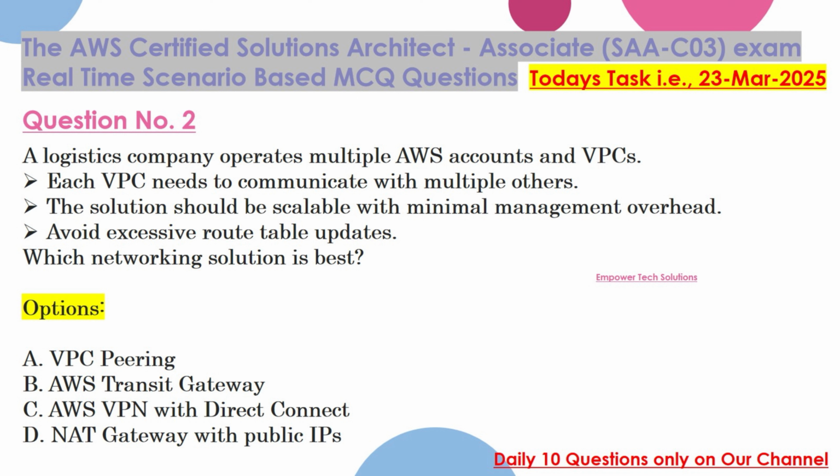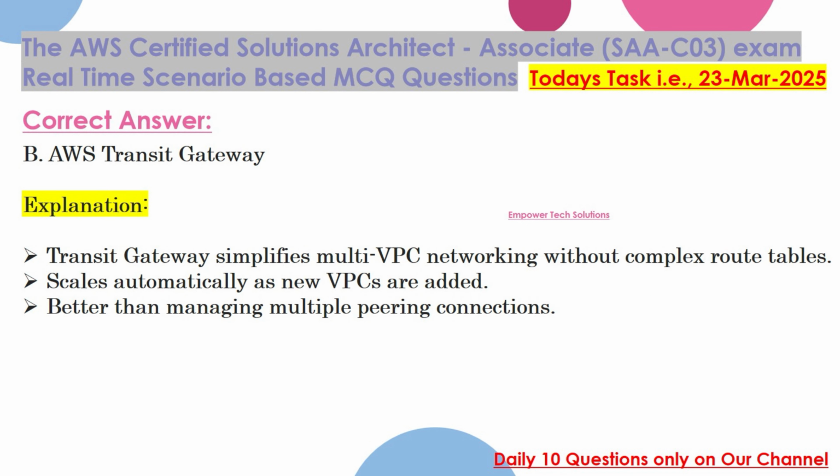Options: A. VPC peering. B. AWS Transit Gateway. C. AWS VPN with Direct Connect. D. NAT Gateway with public IPs. Correct answer: B. AWS Transit Gateway.